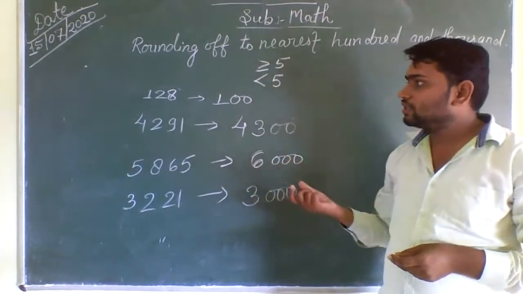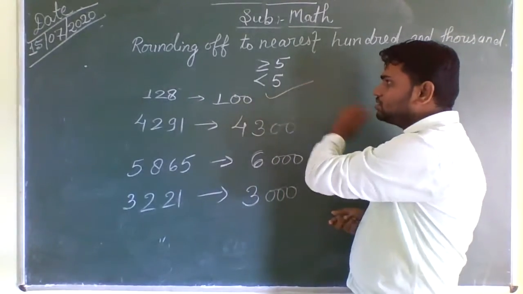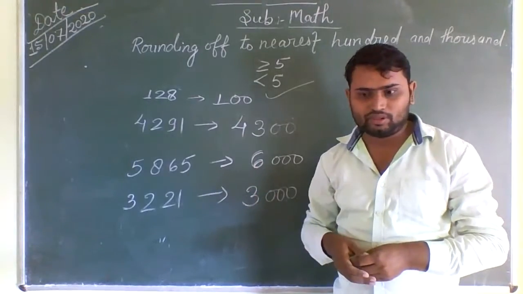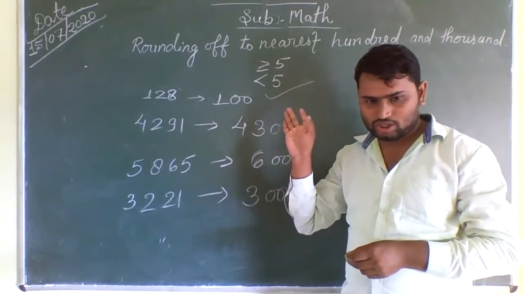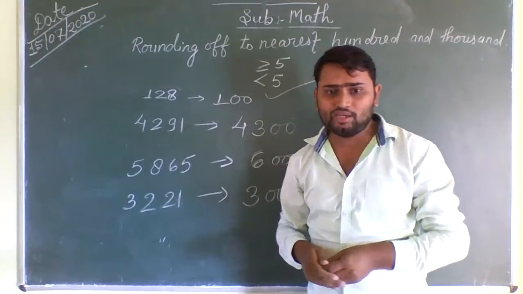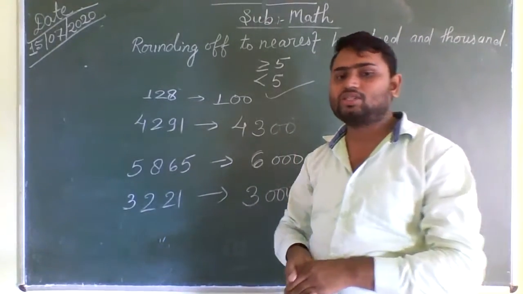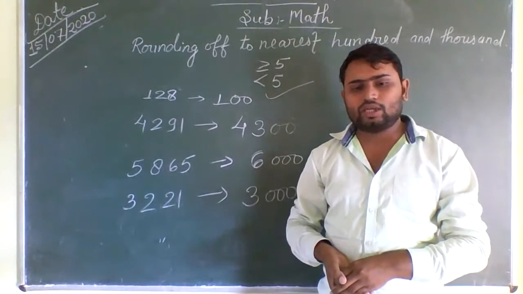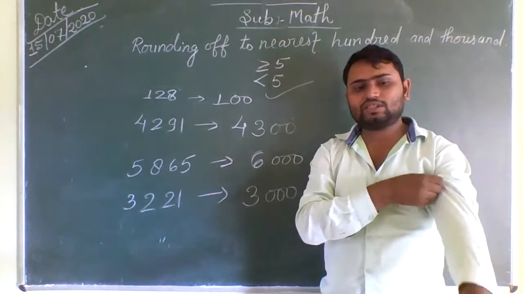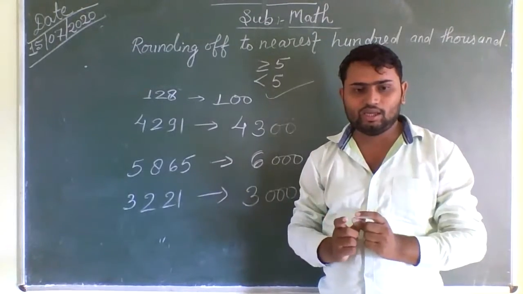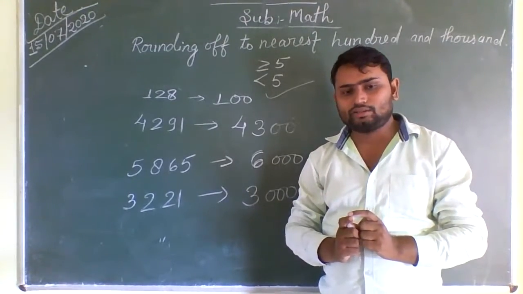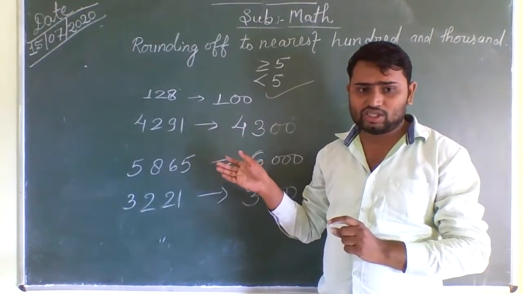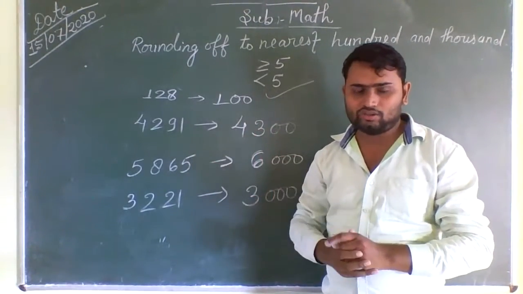So in this class we have studied how to find the nearest 100 and nearest thousand of any given number. By following these steps and rules, we can find the nearest 100 and nearest thousand of any given number. In coming classes, we will discuss the exercise of 1.3 and its questions, which are related to finding the nearest 10, nearest 100, and nearest thousand.